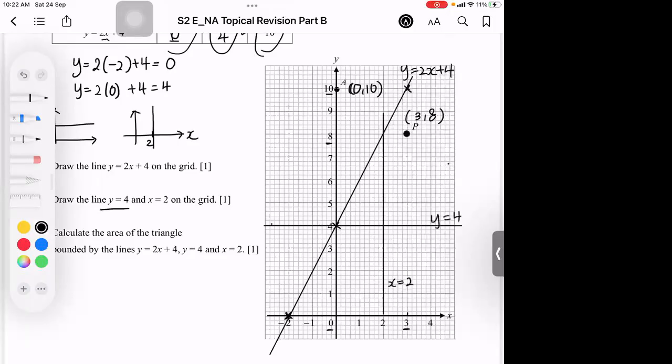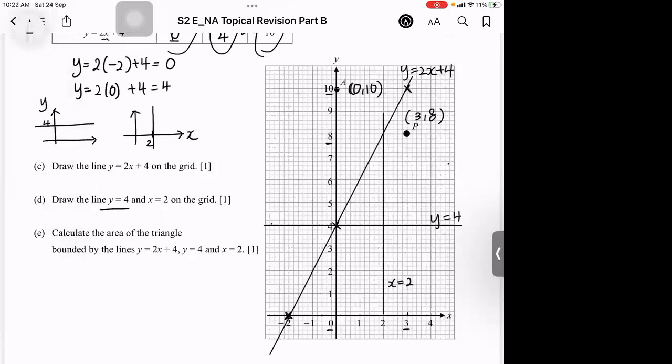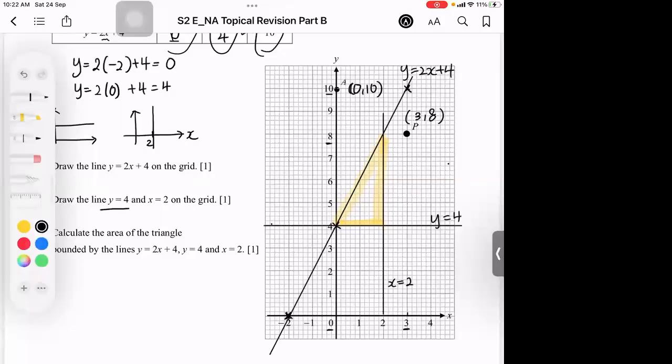Okay. Then now I have formed these, and then they say calculate the area of the triangle. So you have a triangle bounded by these lines. You got this, this, and this. So this one is your triangle. To find the area of a triangle, half times base times height, right? Let's see the base. Don't just count squares, okay? Count the number of units.